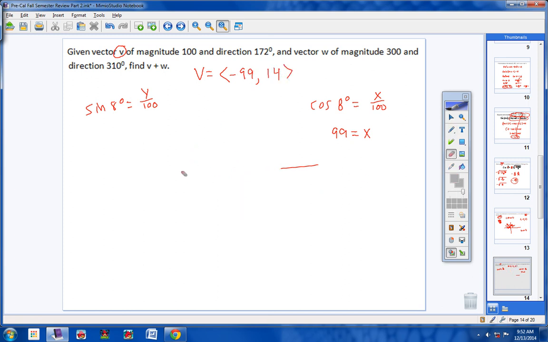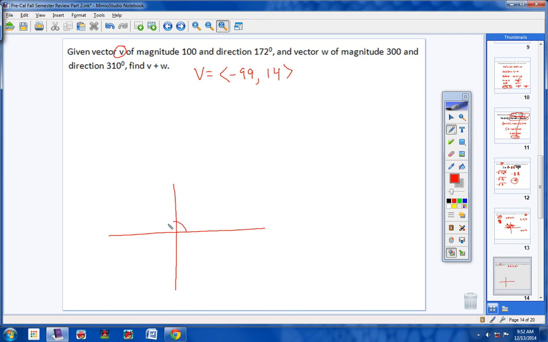And that was really done pretty simply, students, not difficult at all. Now let's find vector w in component form. So the direction is 310. So I rotate 310. That leaves me 50 degrees here in my triangle. That's easy. And my magnitude is 300, so my hypotenuse is 300. This will be a positive x, I'm going this way. A negative y, going down.